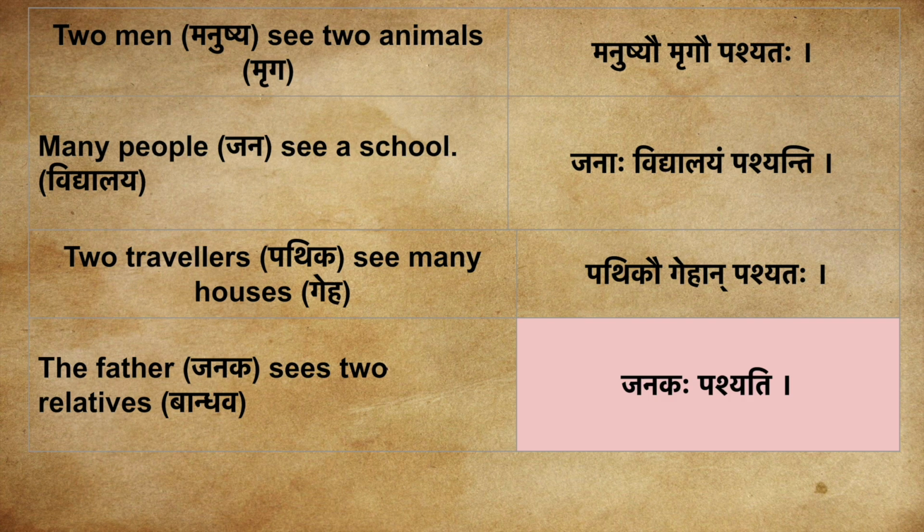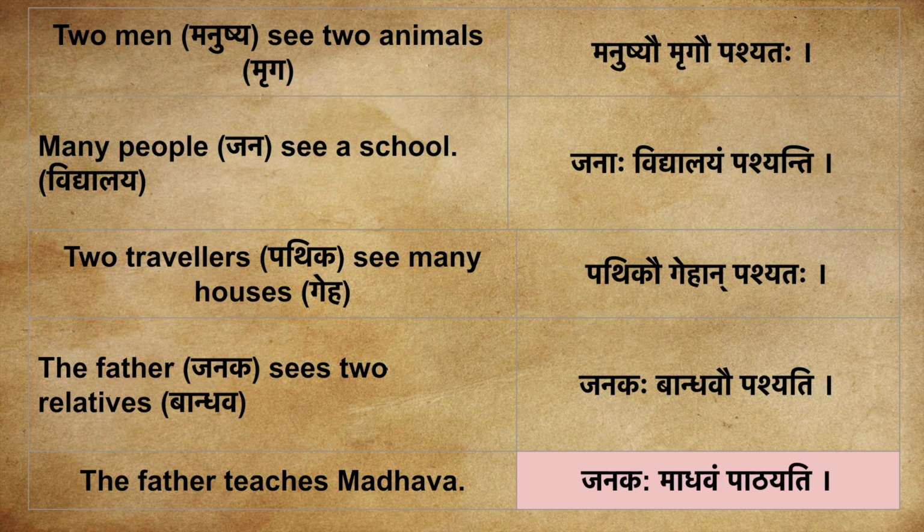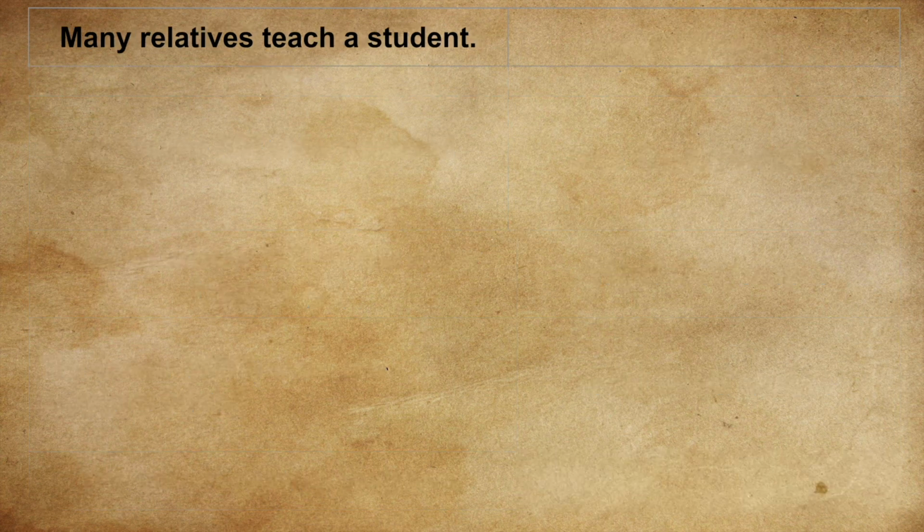The father sees two relatives. Janakaha pashyati. Janakaha kam pashyati. Janakaha bandhavau pashyati. Ramam, Ramau. Bandhavam, Bandhavau. Janakaha bandhavau pashyati. The father teaches Madhava. Janakaha pathayati. Janakaha kam pathayati. Janakaha Madhavam pathayati.